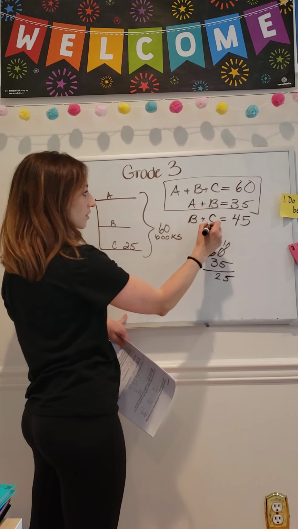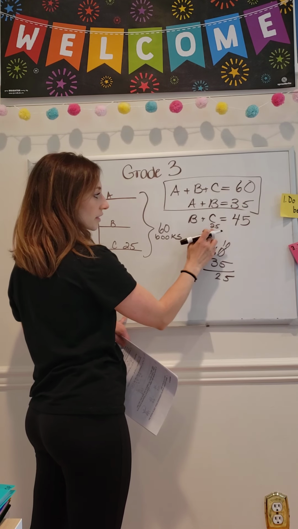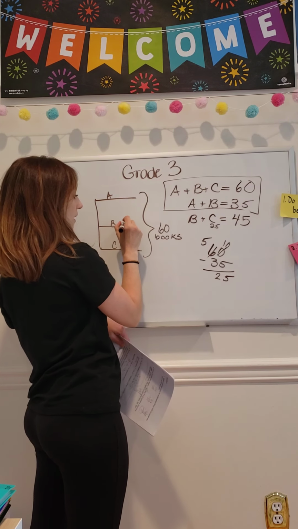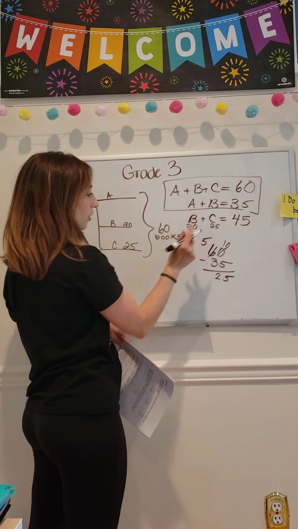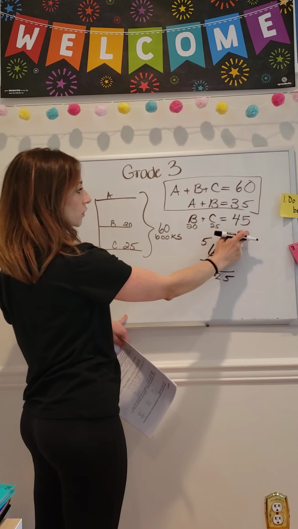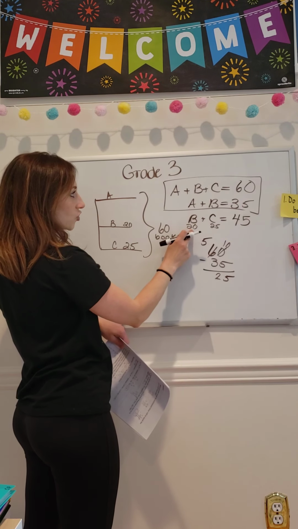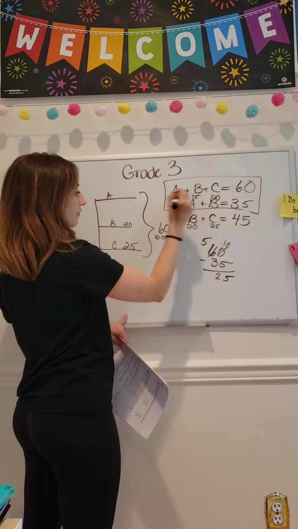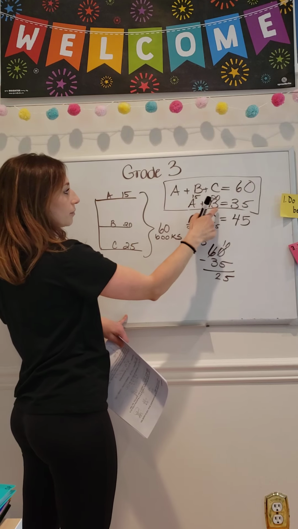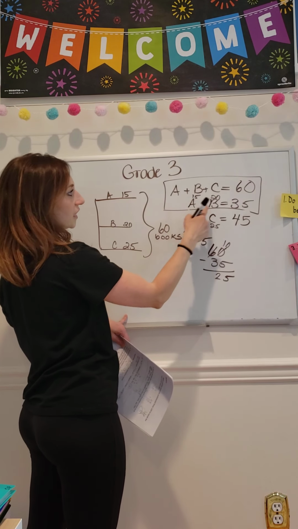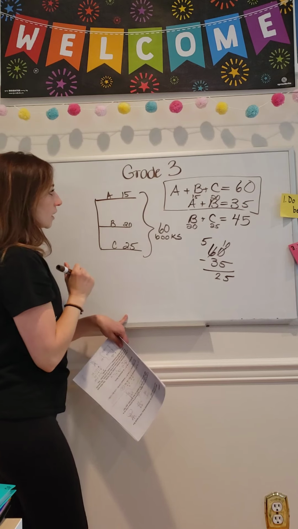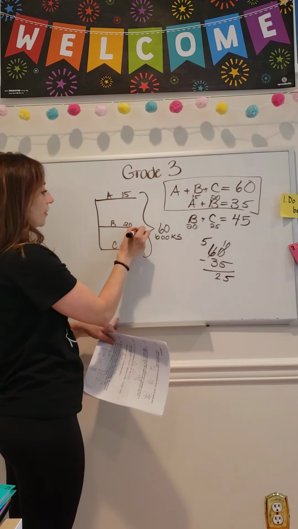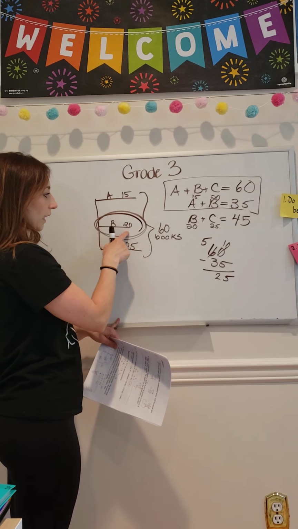If shelf C has 25, then using this sentence, something plus 25 equals 45, that means B must have 20 books. 20 plus 25 equals 45. And if B has 20 books, I can solve that A has 15, because A and B put together equals 35. So 15 plus 20 equals 35. So what number of books is on the second shelf? The final answer is 20.